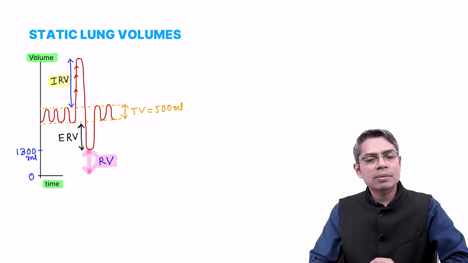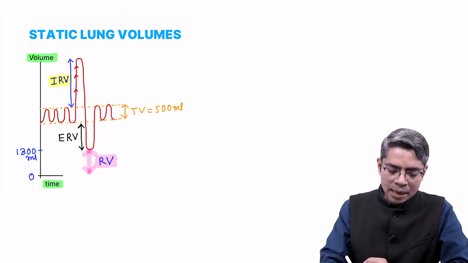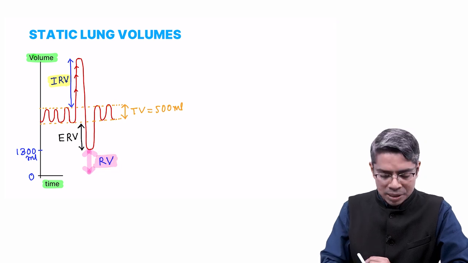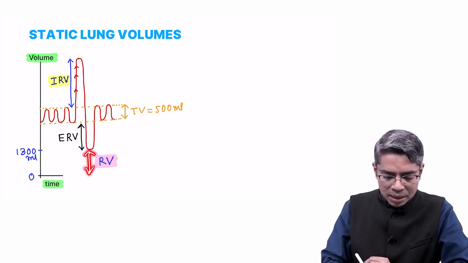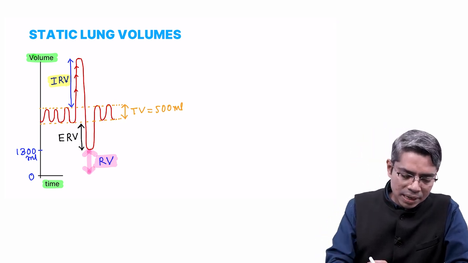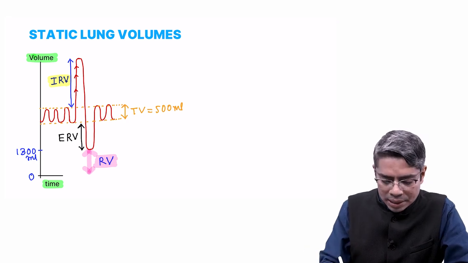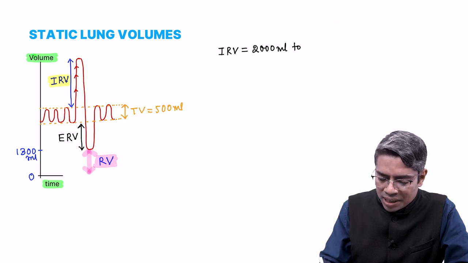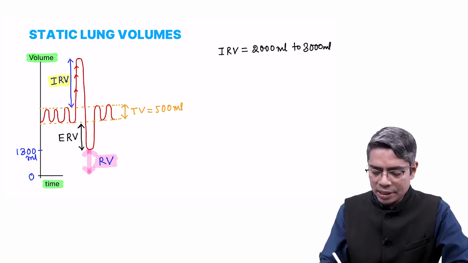So, inspiratory reserve volume and expiratory reserve volume, and already I told you that the volume which is not entering the spirometer, which always remains inside the lung, is known as the residual volume. Now, if I write down the amounts, inspiratory reserve volume is generally 2000 ml, so 2 liter to 3 liter. Most of the books, including Ganong, are saying 2 liter, right?